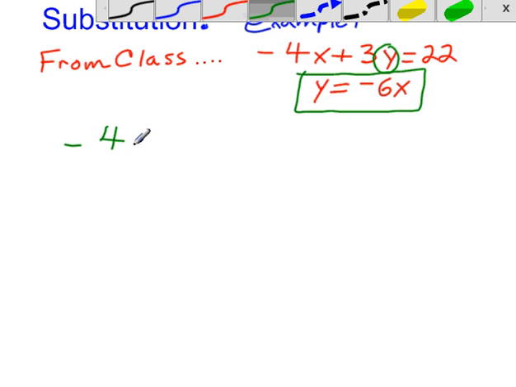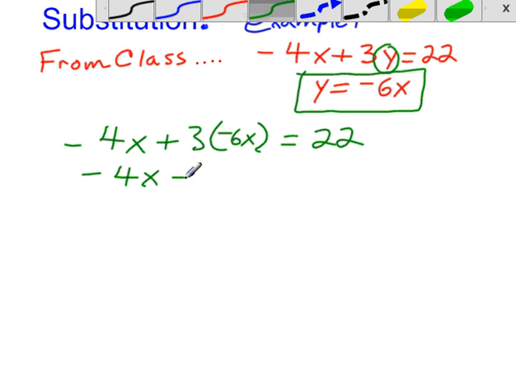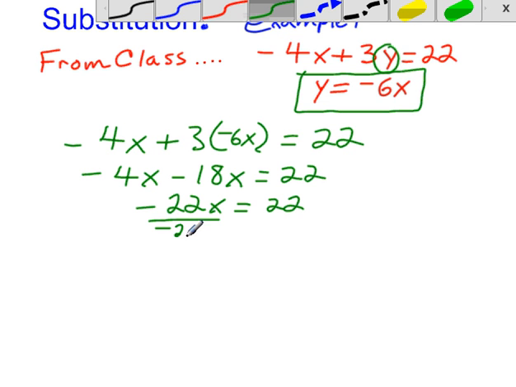You're going to have negative 4x plus 3, and this time we won't write our y down because we're going to replace y with a new value, negative 6x. And watch what happens here. You get negative 4x minus 18x equals 22. And you should see some similarities here from the problem we worked in class today. When you divide both sides by negative 22, you get x equals negative 1.